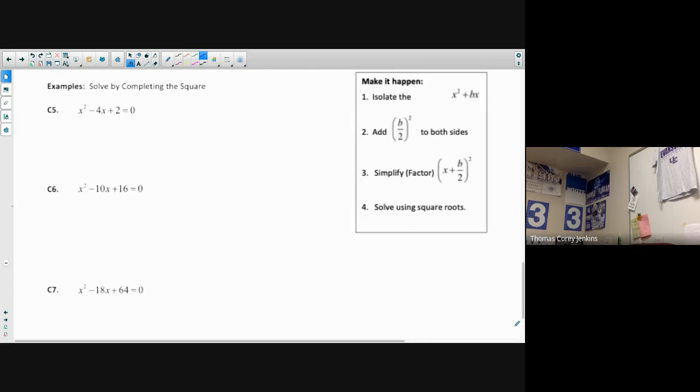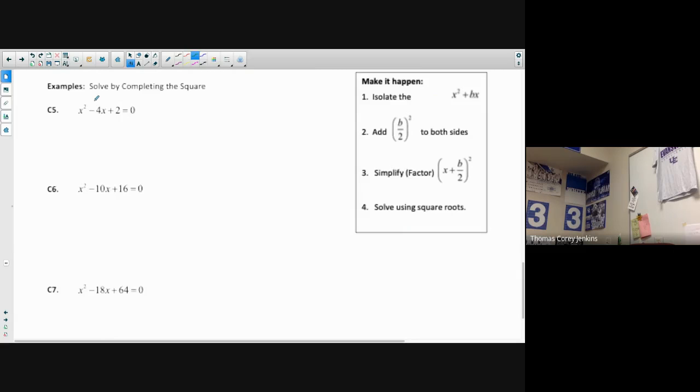All right, so we want to, on these, solve by completing the square. Okay, solve by completing the square. So first of all, why would we need to? Let's ask ourselves: is there anything that's going to multiply to 2, add to -4? And the answer to that is no. Okay, so this thing does not factor.